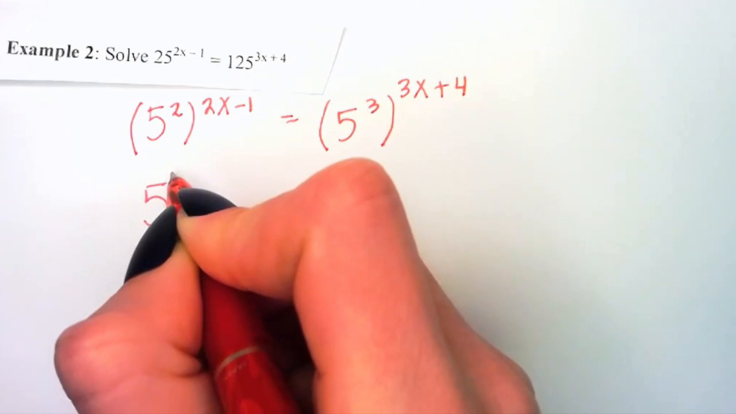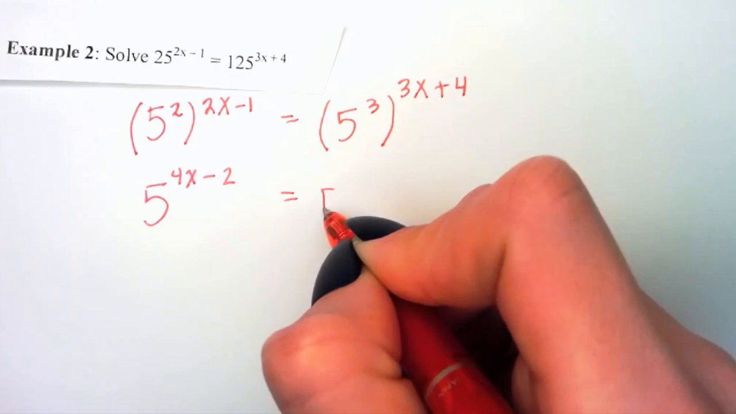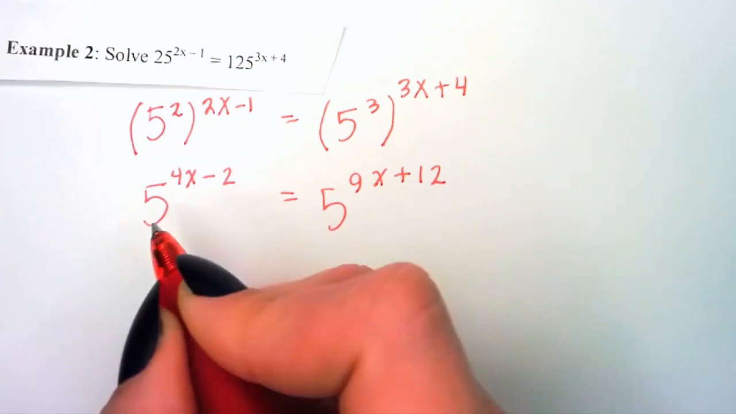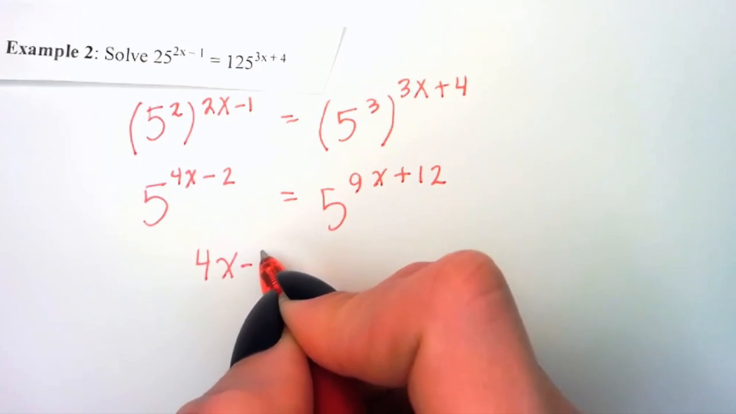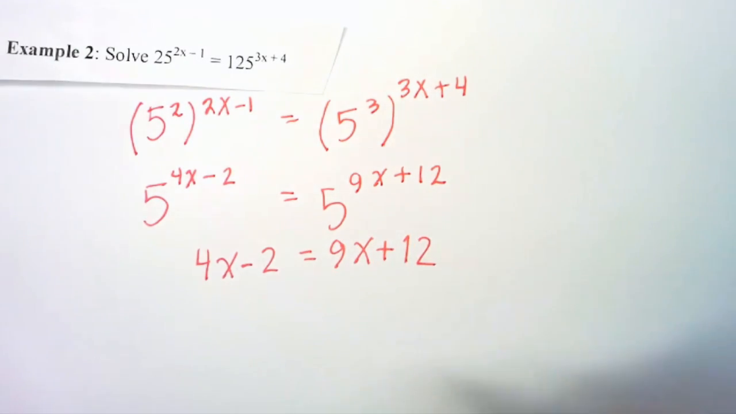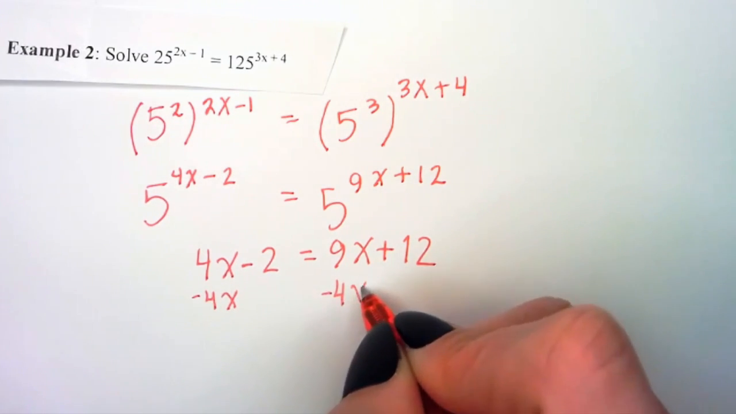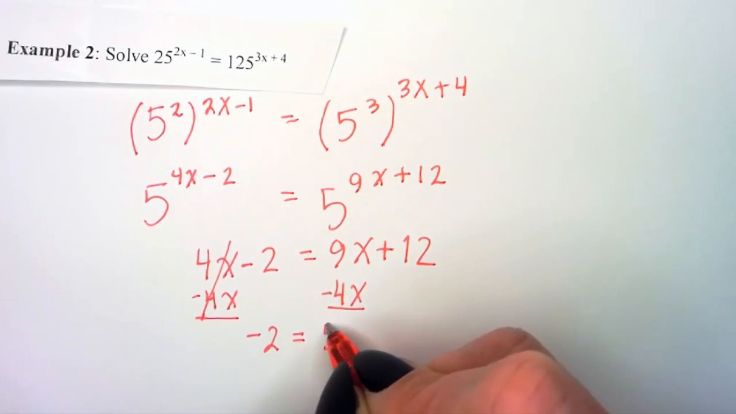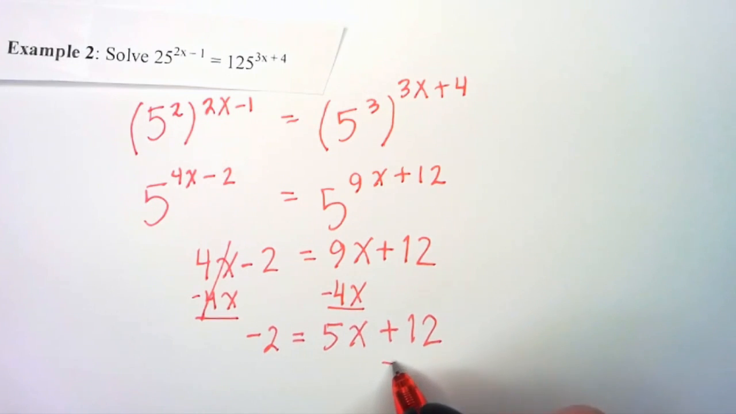We're going to multiply our exponents. That gives us 5 to the 4x minus 2 equals 5 to the 9x plus 12. 5 to a power equals 5 to a power, therefore the powers must be equal. 4x minus 2 then must equal 9x plus 12. Subtract 4x from both sides. Negative 2 equals 5x plus 12. Subtract 12 from both sides.